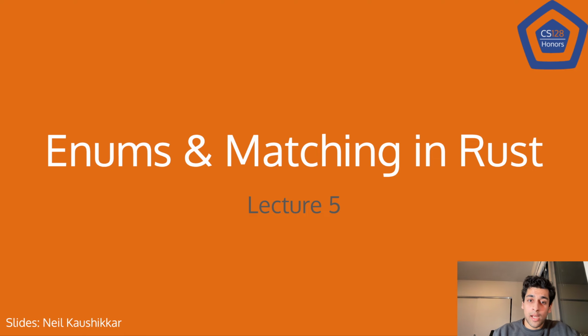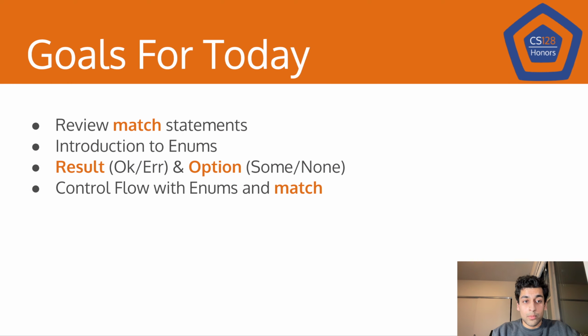In today's video we're going to be talking about enums and matching them in Rust. So we're going to briefly review match statements, go over some of the examples we introduced yesterday, then talk about enums, what they are, why they're important, and then talk about two of the most common enums you'll see in Rust, the Result type and the Option type. And then finally, if we have some time, we'll go over some control flow with enums and match statements.